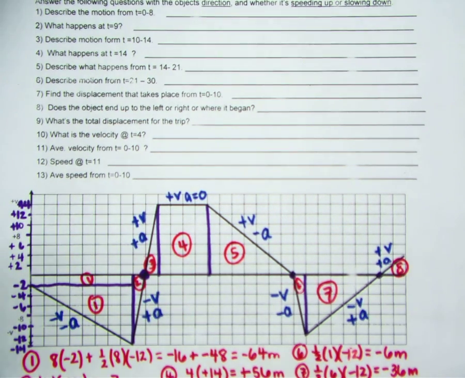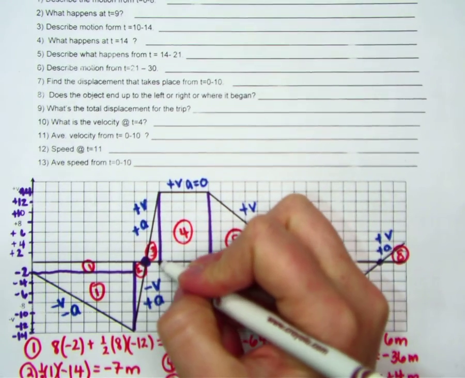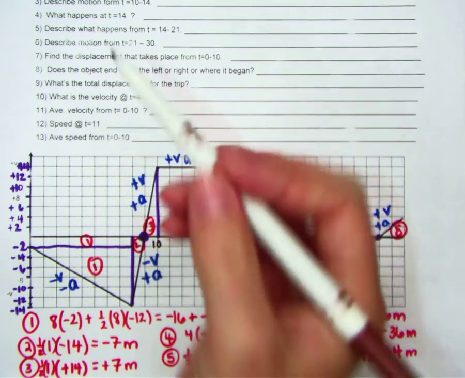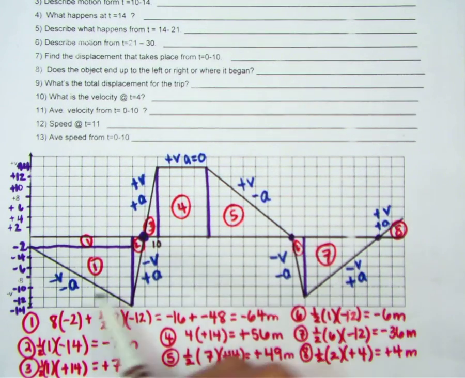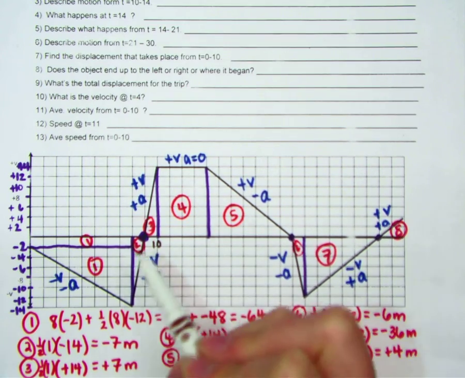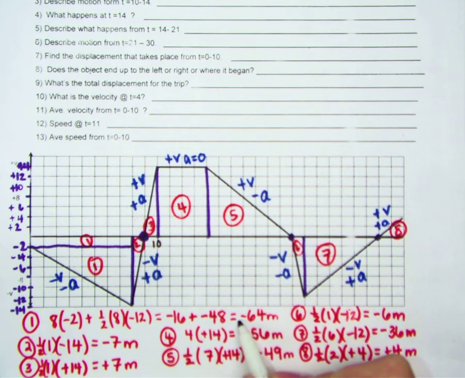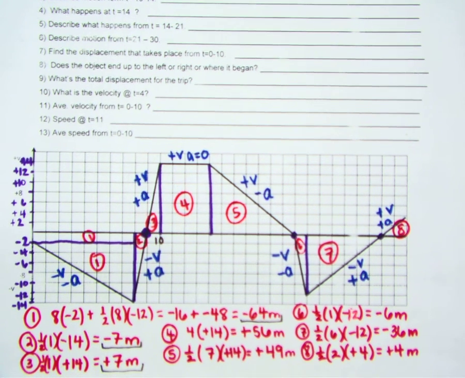So let's look at finding the displacement from 0 to 10. So from 0 to 10, we get to right here. This is 10 seconds. All right? So I need to add up with the direction, because displacement has direction. You need to add up all of number 1, all of number 2, and all of number 3. So I'm taking the negative 64, the negative 7, and the positive 7, and adding them together with direction.